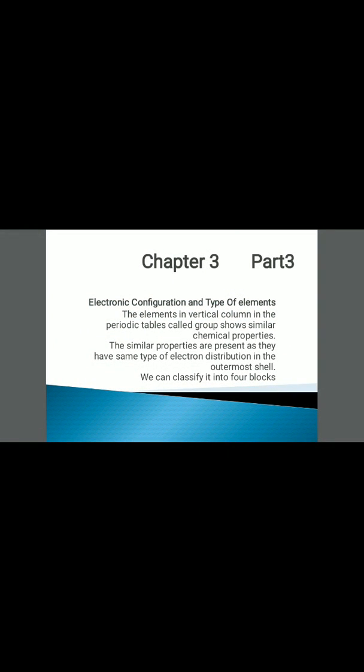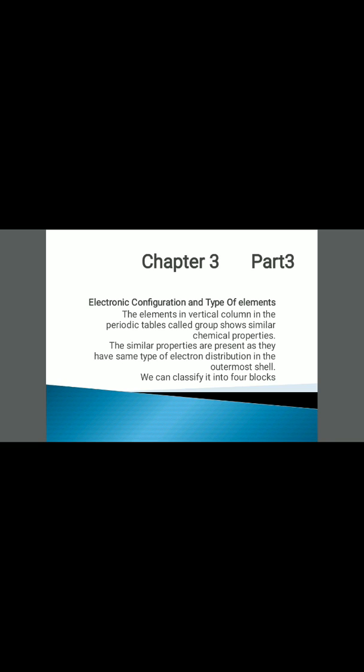Hello students, let us start with the third part of chapter 3. In unit 2 we have discussed that an electron in an atom is characterized by a set of 4 quantum numbers, and the principal quantum number defines the main energy level known as the shell. We have also studied the filling of electrons into different subshells, also called orbitals, S, P, D and F, in an atom. Now we are going to start with electronic configuration and type of elements.